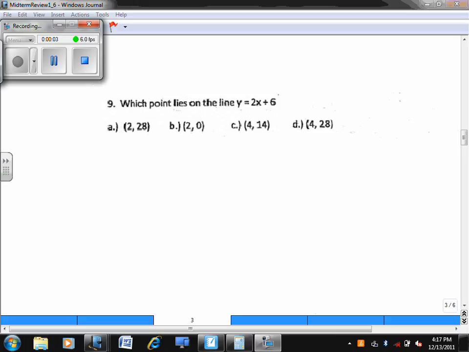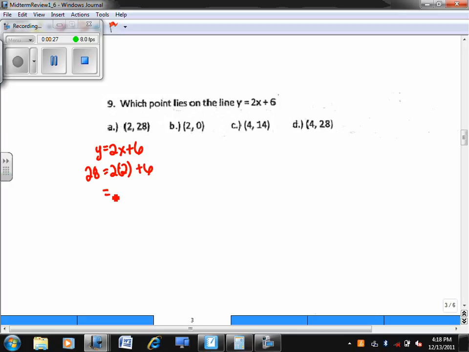Okay, problem number 9 asks us which point lies on the line y equals 2x plus 6. So all we need to do is plug this in and see which one works. So we have y equals 2x plus 6. Okay, so plug it in. 28 equals 2 times 2 plus 6. Well, 2 times 2 is 4 plus 6. We can just look at this and tell it's not 28. 6 plus 4 is 10. 28 is not 10, so it's not this one.